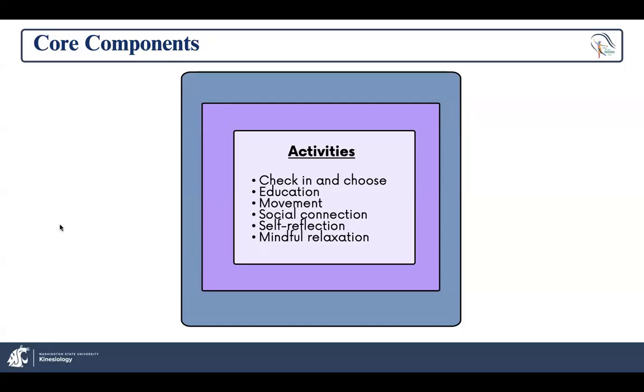Although the order of activities does differ a little bit from session to session, generally speaking, they begin with the check-in and choose activity, move on to some form of education, learning the concept or the theme of the day, and then into the movement activity. Opportunities for social connection and self-reflection are likely sprinkled throughout the session. And then near the end, we typically close the session with the mindful relaxation activity.